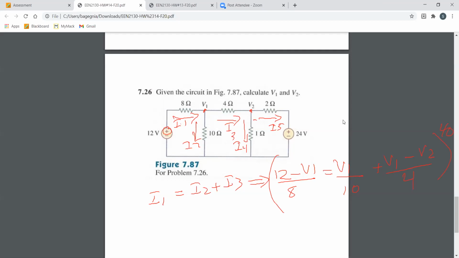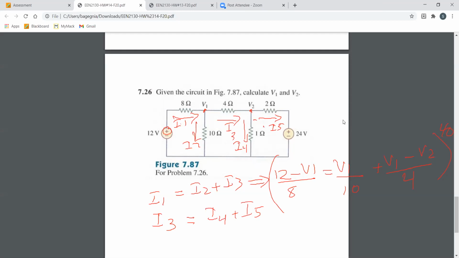Equation 2, we go to node number 2, we apply KCL, so it will be I3 equals I4 plus I5. As I said, some people sometimes like to assume all current directions into the node. But again, my fear is that if you assume it this way and you forget to start with the 0, that will lead you to the wrong answer. So that's why I prefer left to right and up to down.